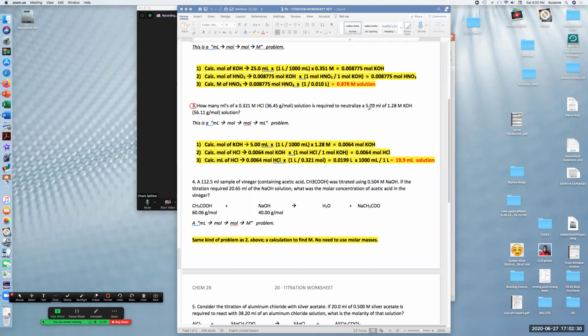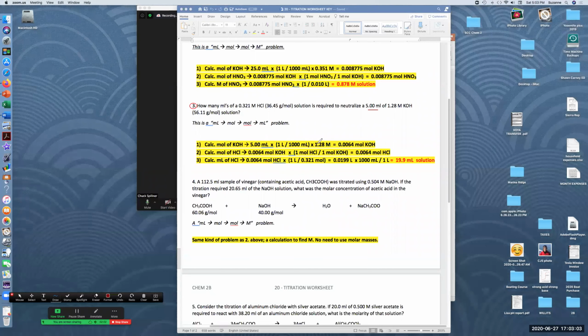All right, so we're given mL, and we're starting here with the mL of KOH. And how do we know to start with that? Well, it says how many mL of 0.321 molar HCl, so we don't know that. So we're going to have to start here. And we know we start here because we can use the milliliters of 1.28 molar KOH to calculate the moles of KOH. So that's our first step. Calculate the moles of KOH. So 5 mL times 1 liter over 1,000 mL changes mL to liters, times 1.28 molar gives 0.0064 moles of KOH.